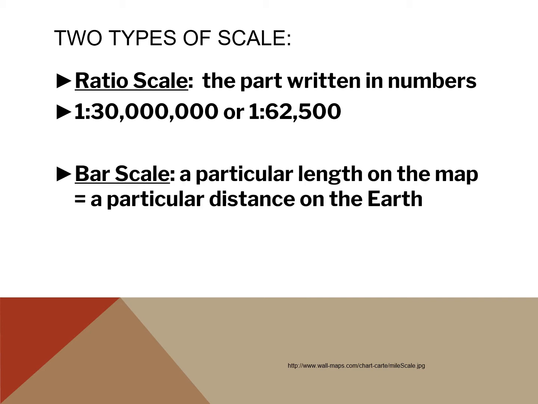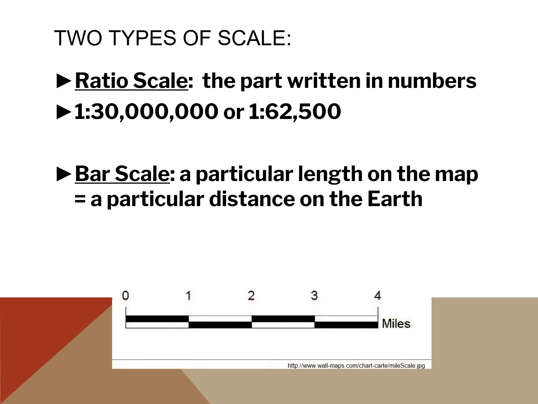Okay, the bar scale is the other one on the map, and this is going to show you a particular length on the map and its equal distance on the Earth. So if we look at this bar scale, this length on the map equals 1 mile in real life. Some maps will have both types of scale. Most of them you're going to see are only going to have the bar scale, so that's the one you probably need to be a little bit more familiar with.